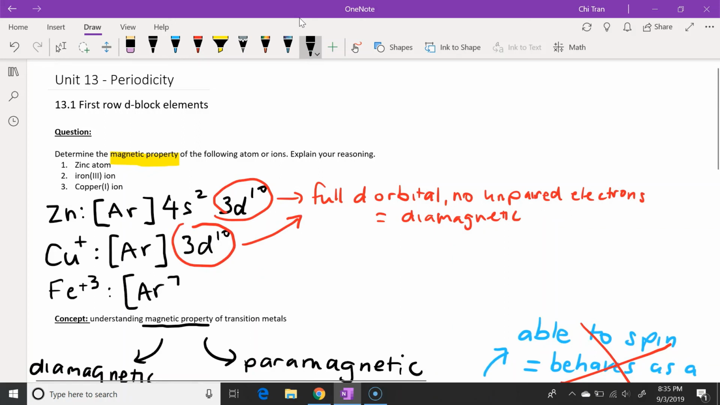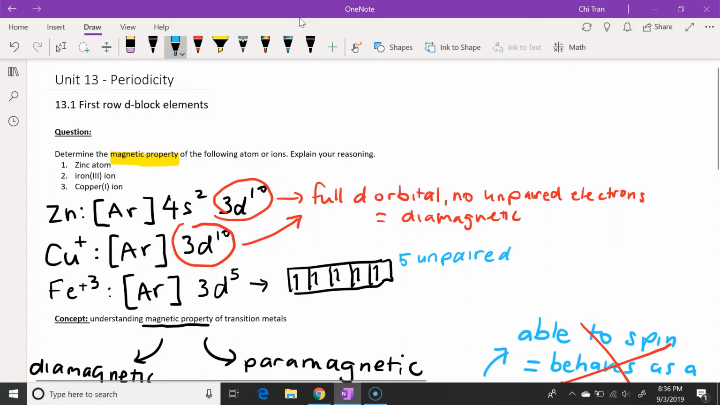Let's move on to iron ion. We have 3d5 in the d orbital, and so if we draw that out, we can see there are 5 unpaired electrons, which means iron is paramagnetic. And that is our final answer for this question.